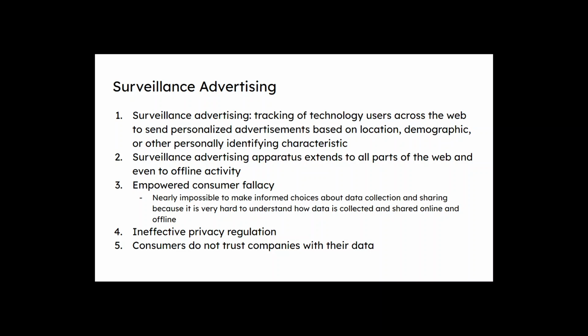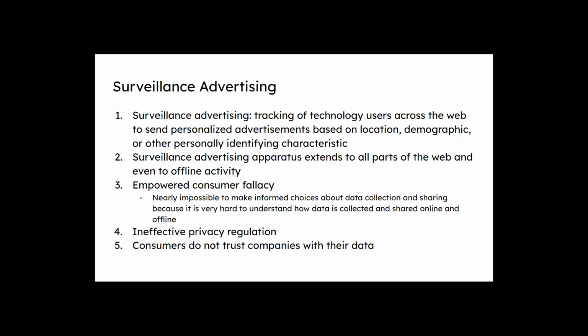As Lise mentioned in the article, the advertisers are really pushing this fallacy of the empowered consumer: that the consumer has a lot more power and control over the ads they see, and that if consumers don't want to see these ads, they would make it clear and apparent. But we know that it's actually not true in reality. And making an informed choice about collection and sharing with third parties is pretty much impossible, because it's really hard to understand how data gets shared online and offline.